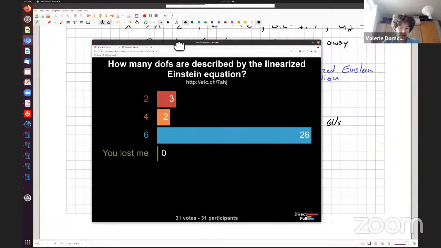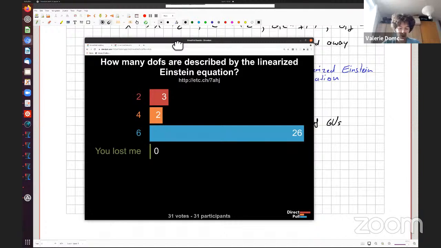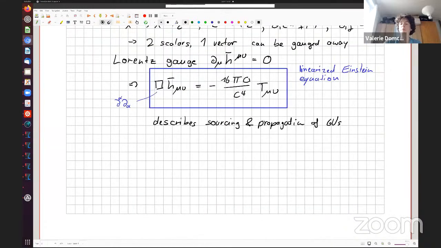Yeah, and again, the majority vote wins. So we had 10 degrees of freedom beforehand. This condition here, the Lorentz gauge, is 4 equations, where the index nu is free. So at this point, we are left with 10 minus 6, is 4 degrees of freedom.